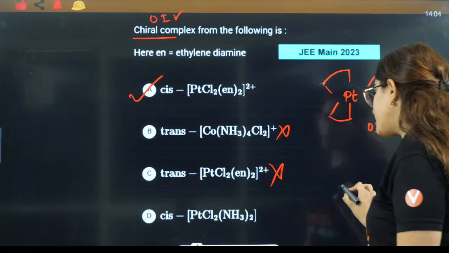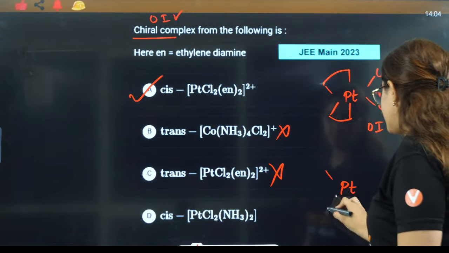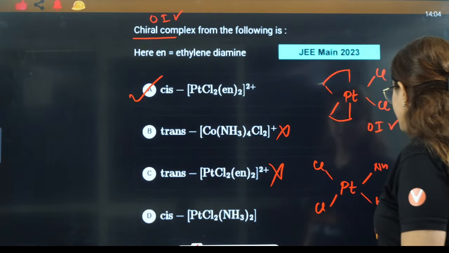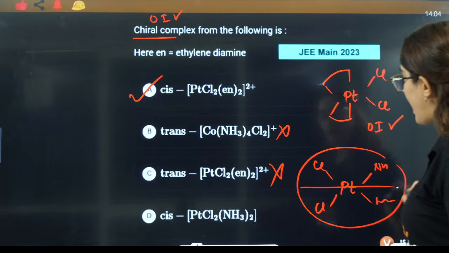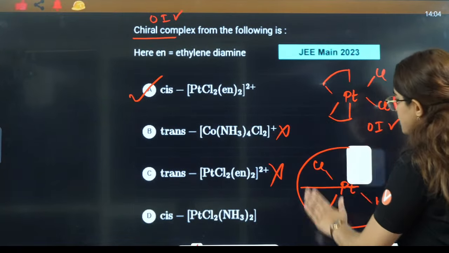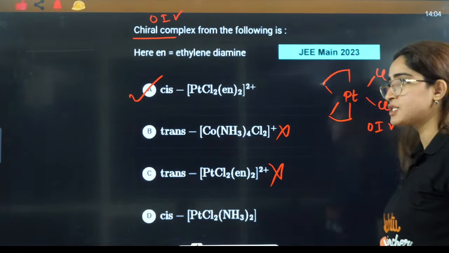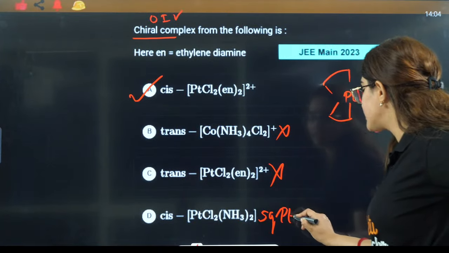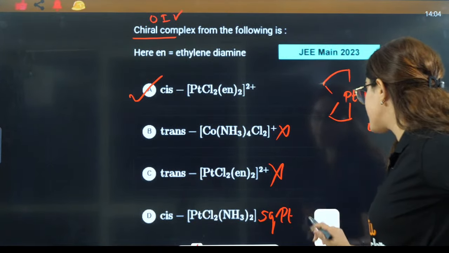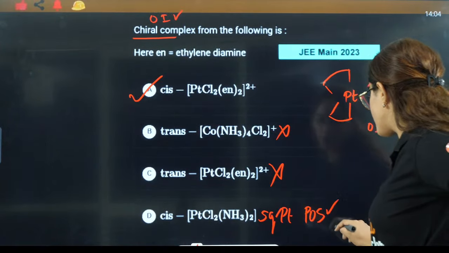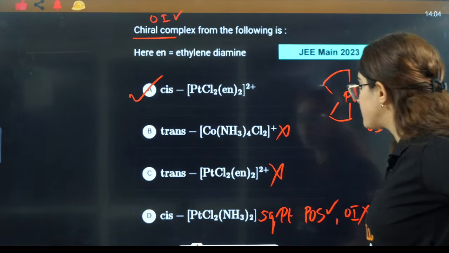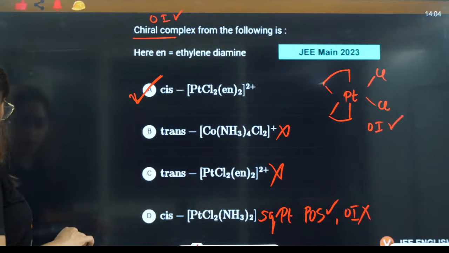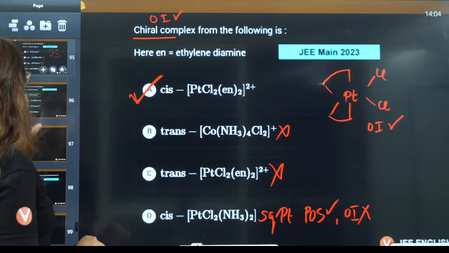What about this one? This is Pt, this is Cl, Cl, NH3, NH3. This is square planar, so cis means this is square planar, and in square planar, POS is always present. So optically active is not possible in this case. So answer will be A is the correct answer. Okay. Then what you have?